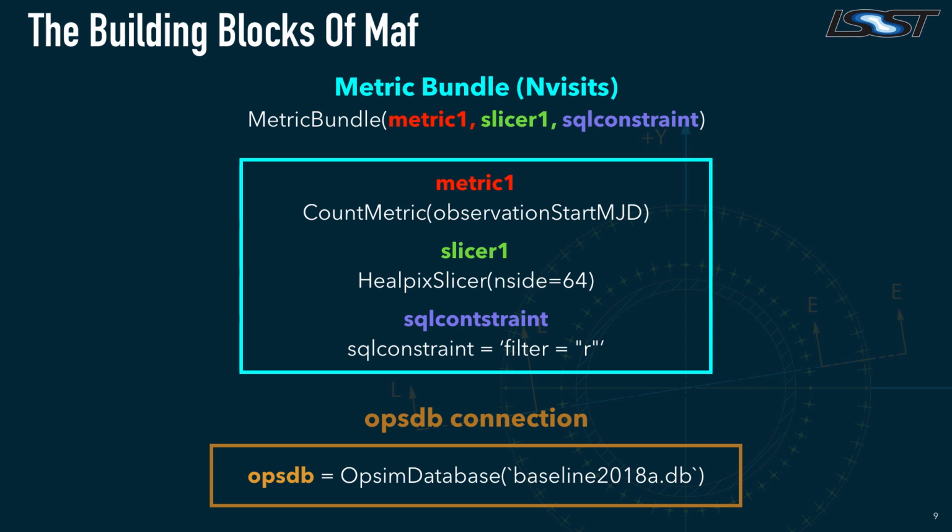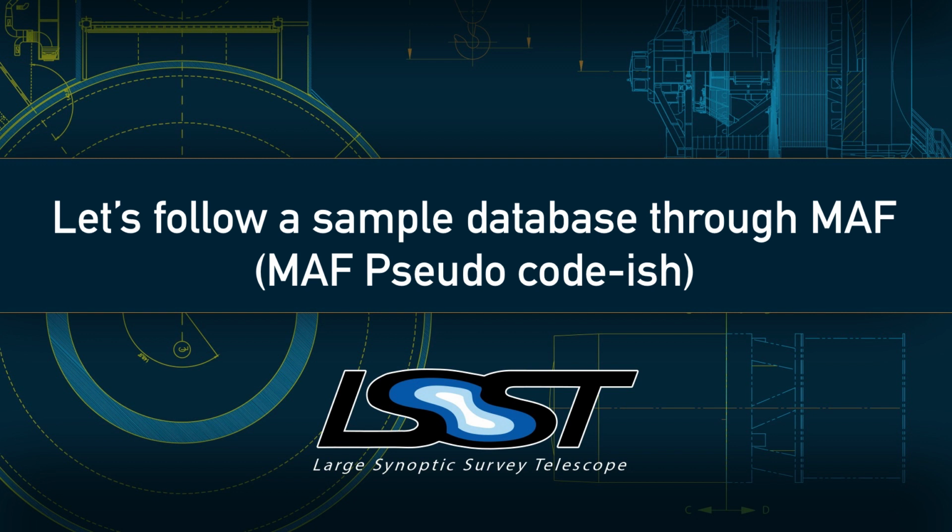And the next thing that we have is this opsdb connection. This is the object that you create in MAF, the Python object, and it's just a connection to the OPSIM database. We'll eventually see how you bring these two together in what's called a metric bundle group, and that's what eventually allows you to actually run the metric and calculate things. But before we get into that, what I would like to do is follow a sample database through some MAF pseudocode. I wanted to show this first so you have the real, Pythonic way of looking at things before we look at the pseudocode. So again, we're going to look at a database that I created.